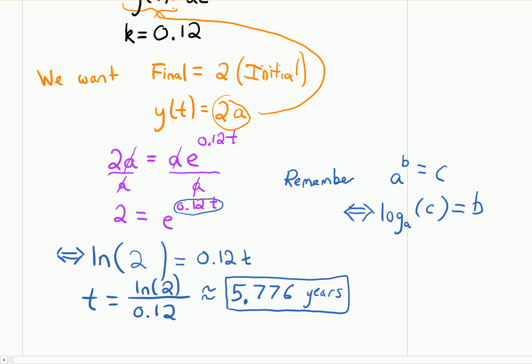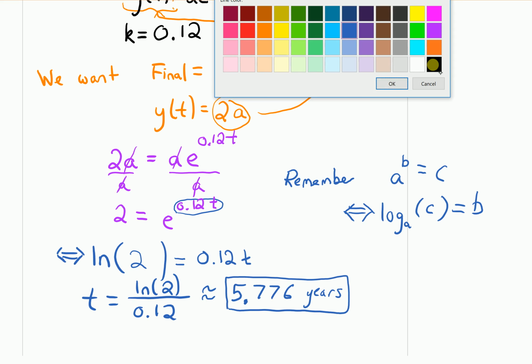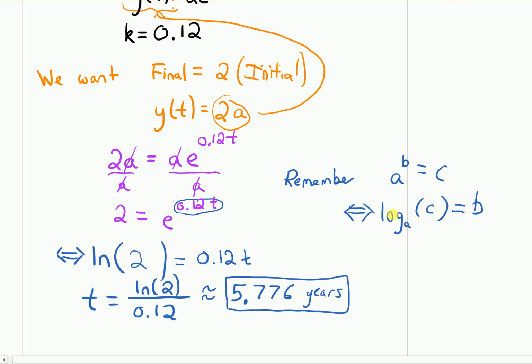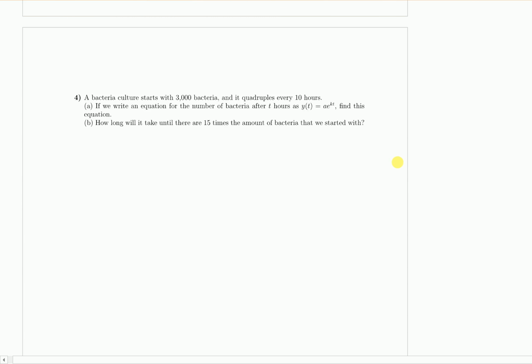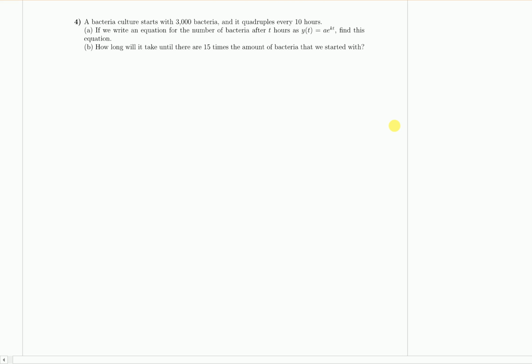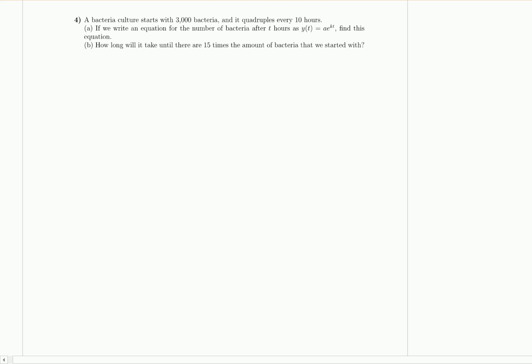Alright, so let's move on to another example. Okay. Alright, so this is an example involving population growth, where we have a bacteria culture. So the bacteria is our population, and it starts with 3,000 bacteria, and we're given that it quadruples every 10 hours.